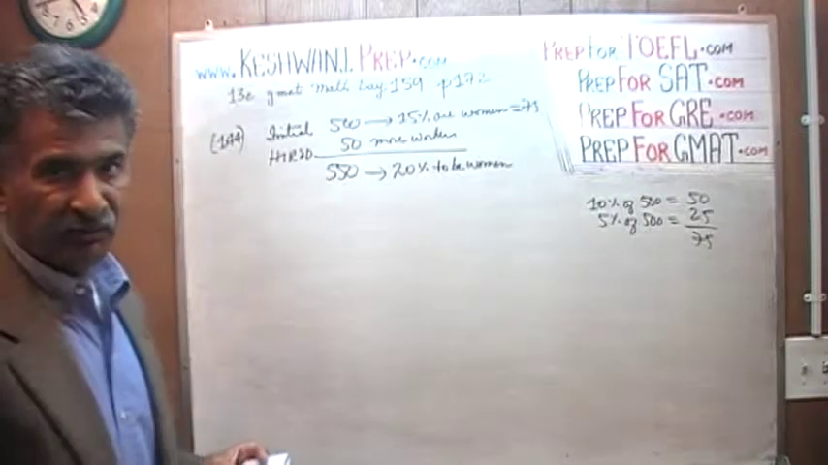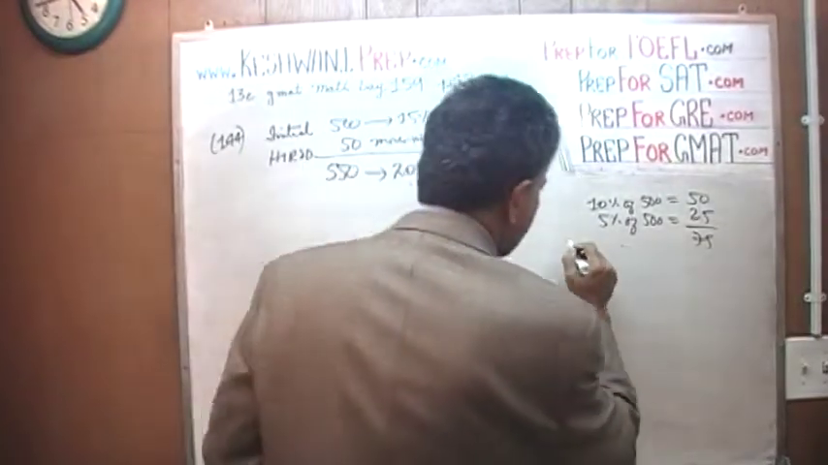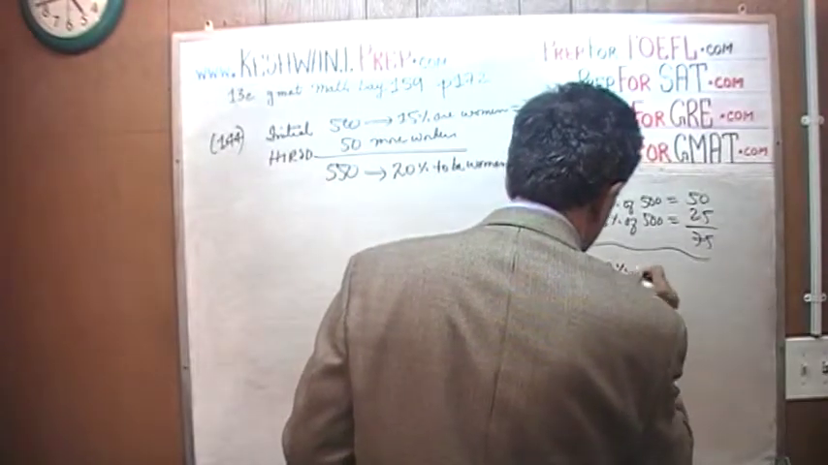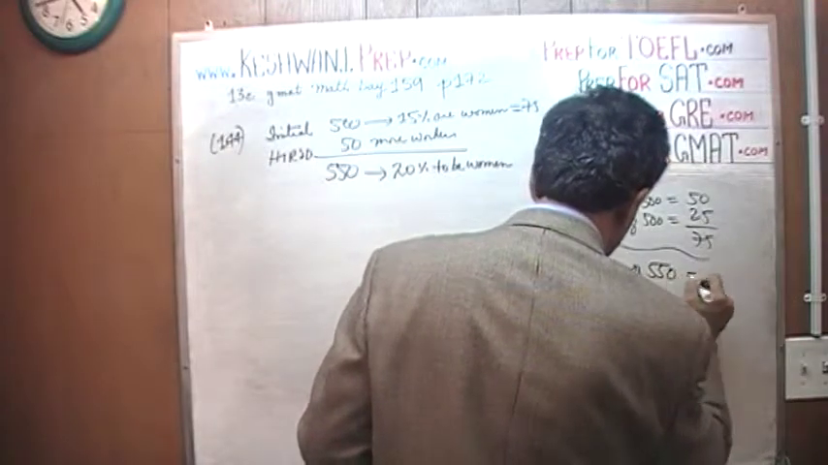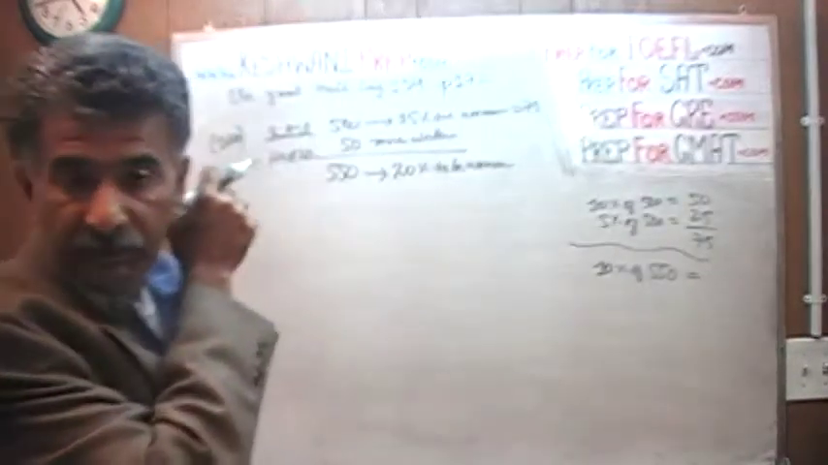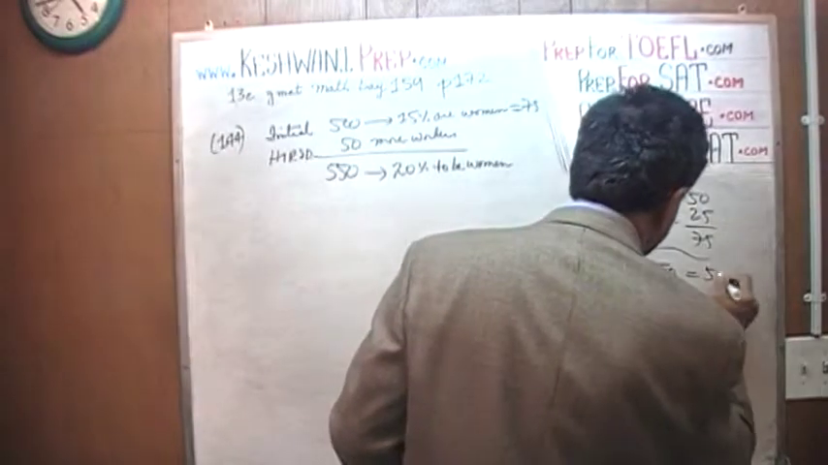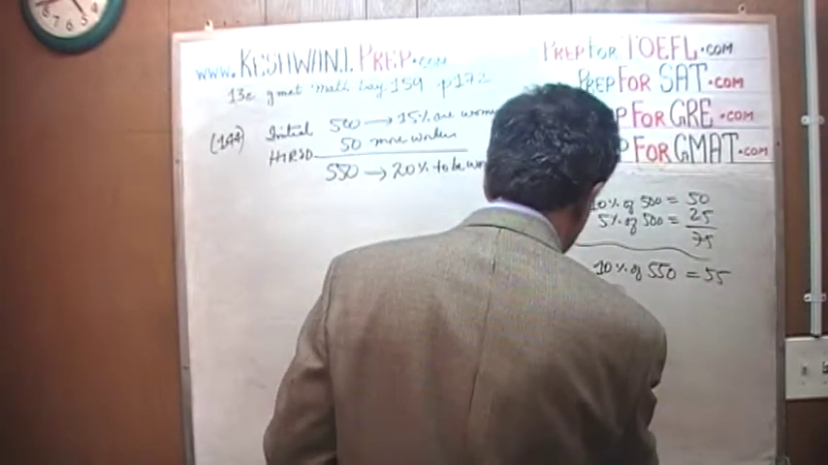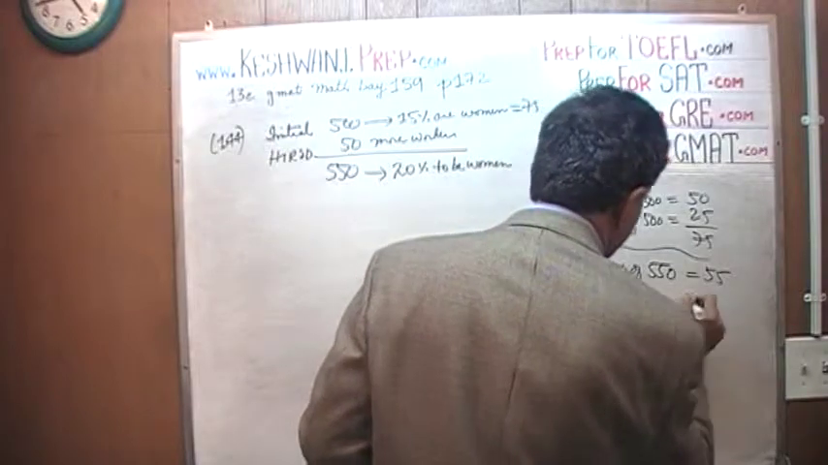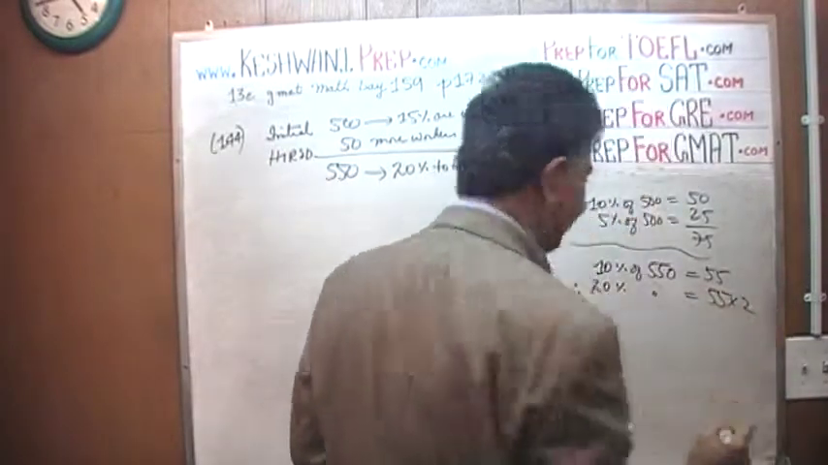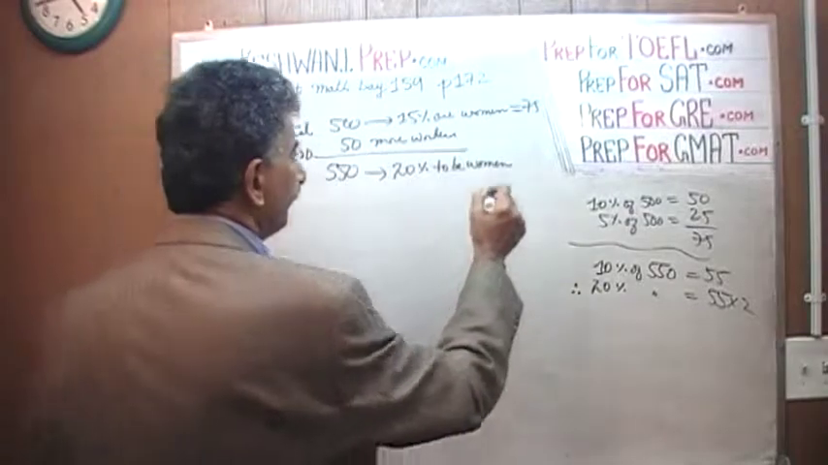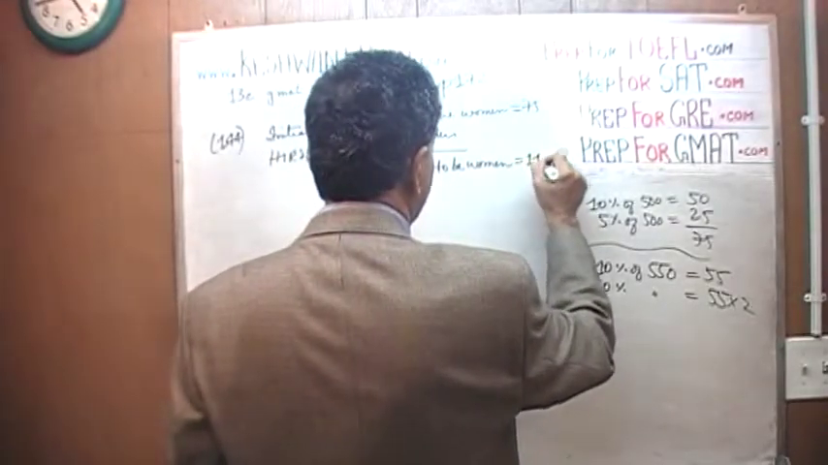But what is 20% of 550? Well, that's very simple. 10% of 550 is very straightforward. You just knock out the zero, just 55. Therefore, 20% is going to be twice as much, 110. There you go.